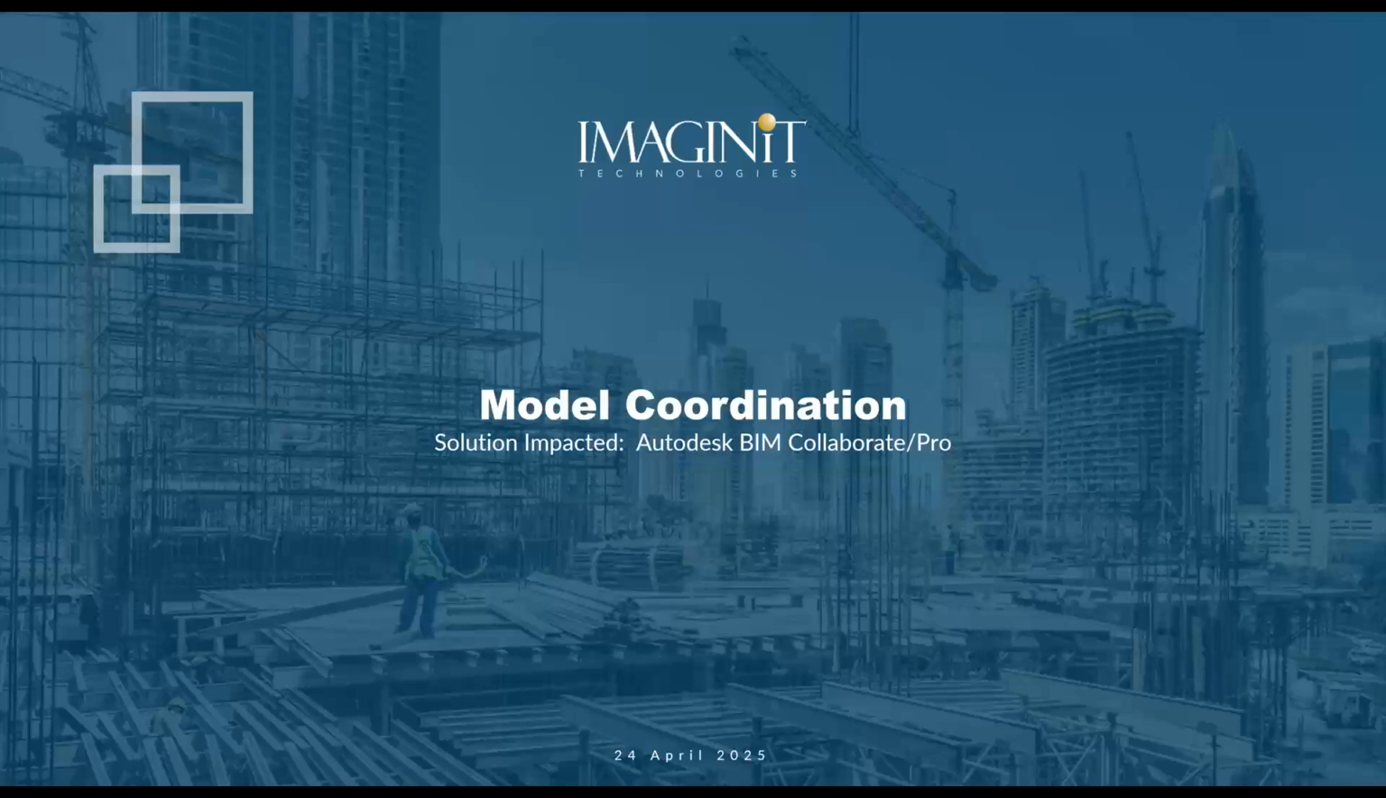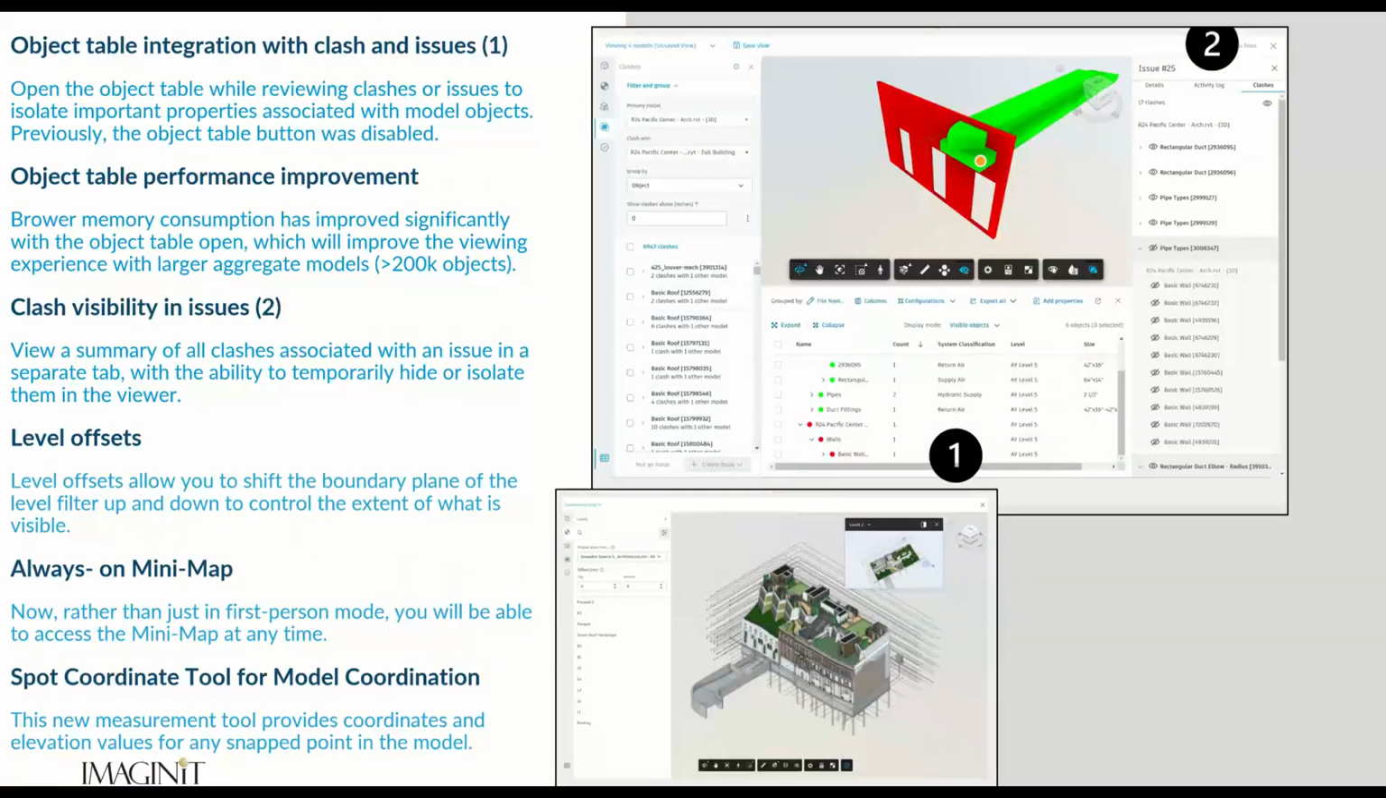All right, next we're going to go into model coordination, and this is going to be specifically for Autodesk BIM Collaborate and BIM Collaborate Pro. So a lot of stuff on this slide, a lot of exciting things. The first area of interest, I guess, is look at the upper right-hand image there. You can see I've got a 1 and a 2. So point number 1 is that we now have object table integration with clash and issues. So if the object table is open, you can look at clashes, you can look at issues, you can isolate different properties from your model objects. Previously, this didn't work. It was disabled. So this is one that we're super excited for.